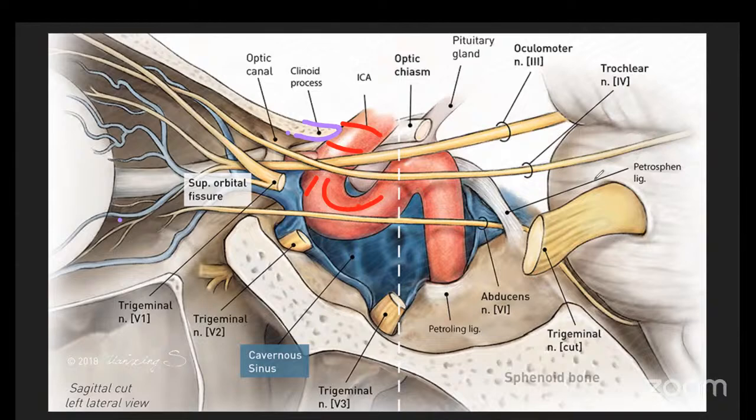No one? Dural ring. Yes, there are two dural rings. There's a proximal dural ring here, and then there is a distal dural ring here. The distal dural ring is a true ring.